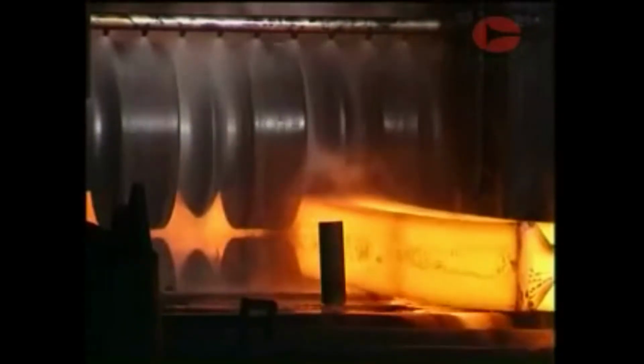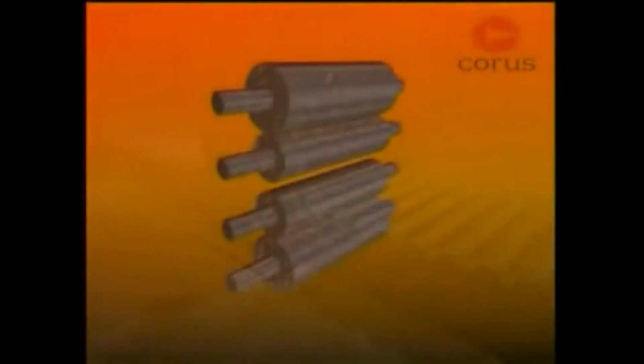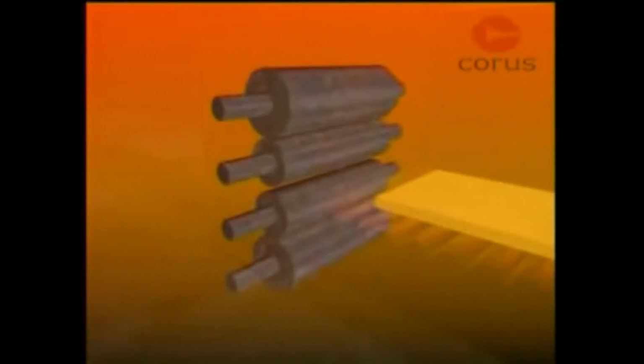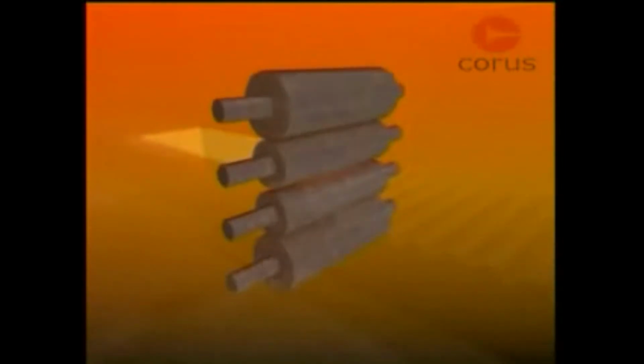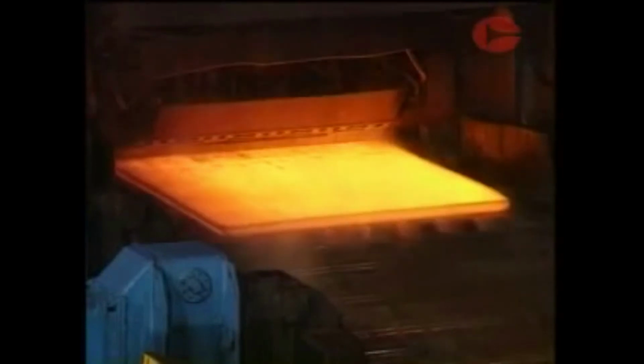For light sections and bars, three-high stands are sometimes used, with the steel passing one way through the bottom gap and back through the top gap. Four-high stands have two work rolls in contact with the steel, supported by larger backup rolls to prevent distortion caused by the rolling force. These give greater accuracy for rolling flat products, such as plate.